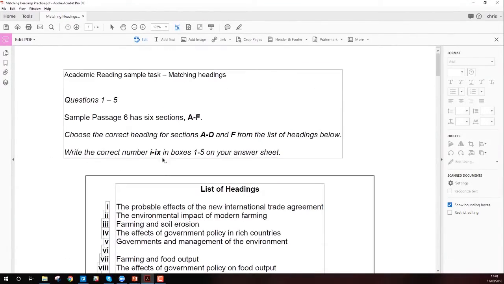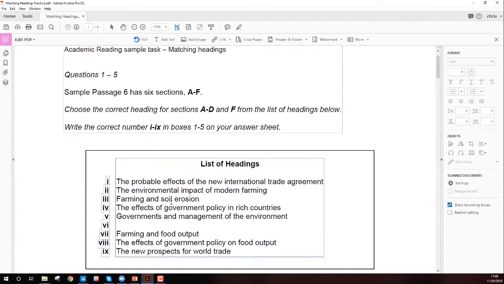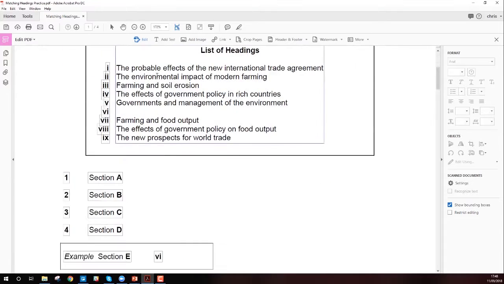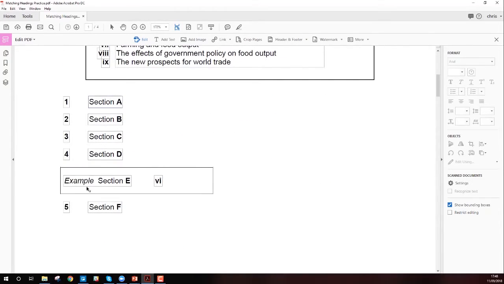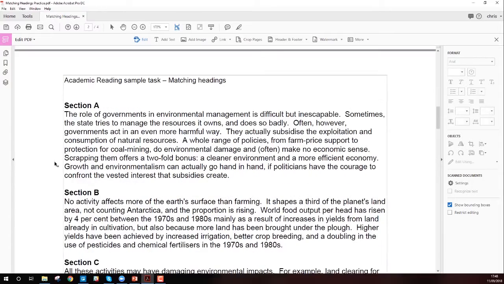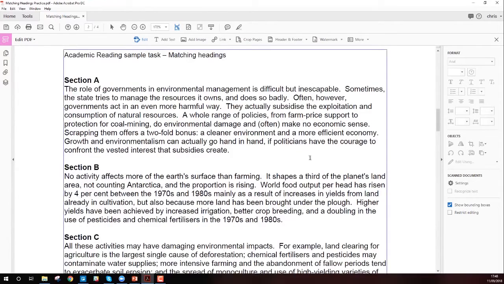Okay, so let's read this again. Write the correct number 1 to 9 in the boxes. So we've got our options here, so don't read these. Okay, so now what we need to do is we need to read these. Okay, so how are we going to read these? And what are we doing? So what we're doing is we're creating our own headings. All right, and there are a number of ways that we can do this.